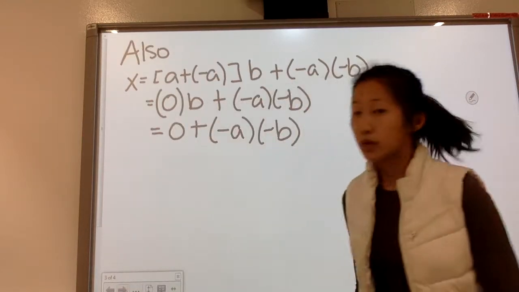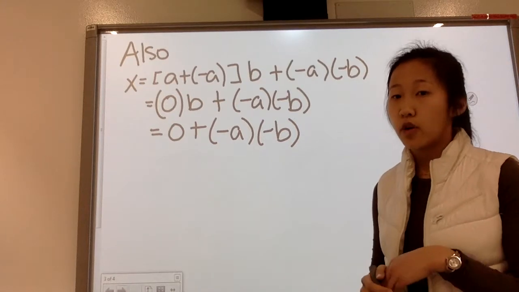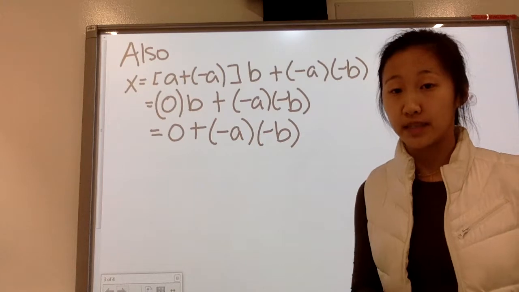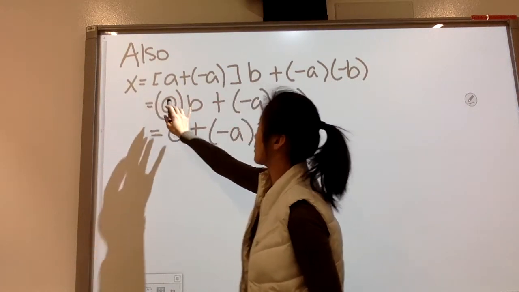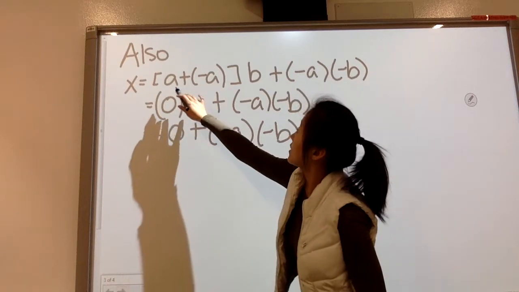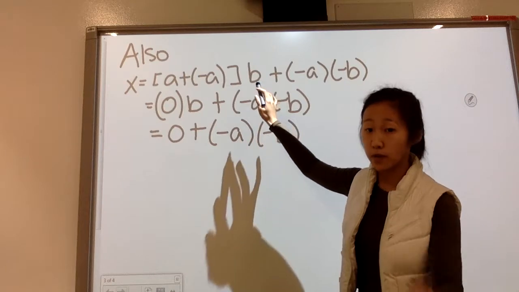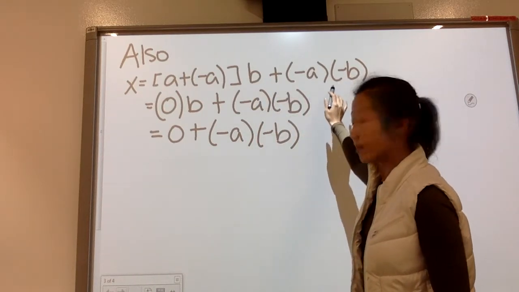Now let's go on to the second way of rewriting our original equation. Earlier we factored out the negative a, so this time we are going to factor out the b instead. So now we can rewrite this as x equals a plus negative a, all multiplied by b because we factored out the b, plus negative a times negative b.